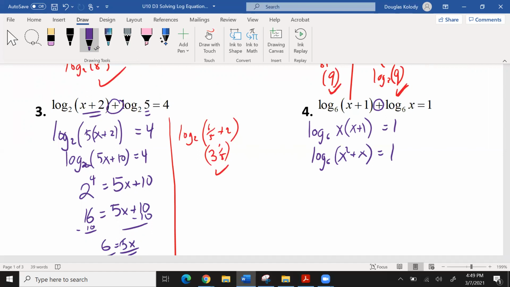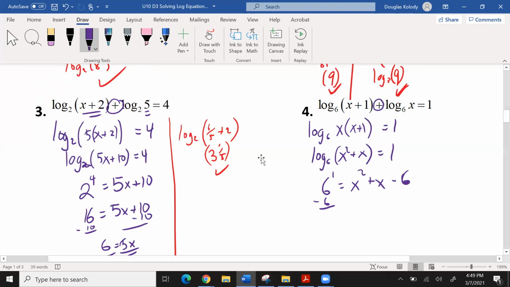All right, ladies and gentlemen, translate time. 6 to the 1st power equals x squared plus x. I'll be honest, instead of writing it again, isn't 6 to the first power just 6? Yes, I'm going to subtract 6 from both sides.